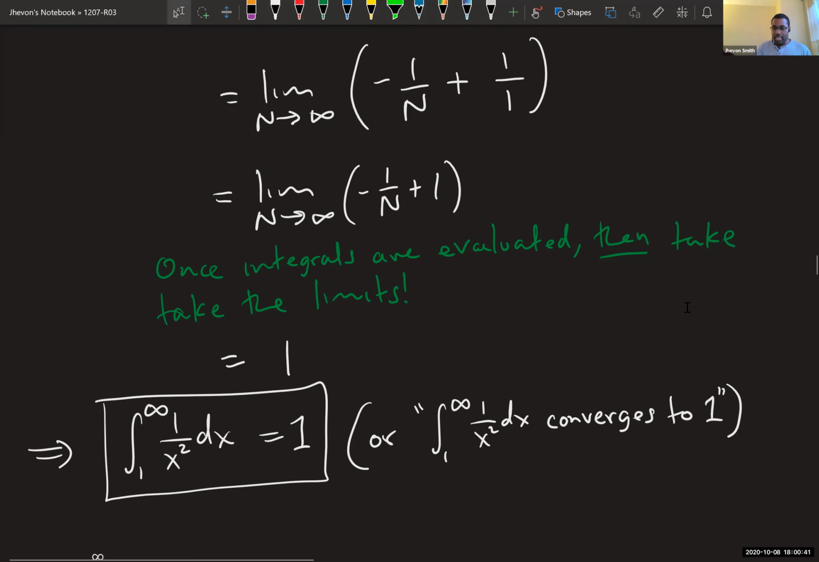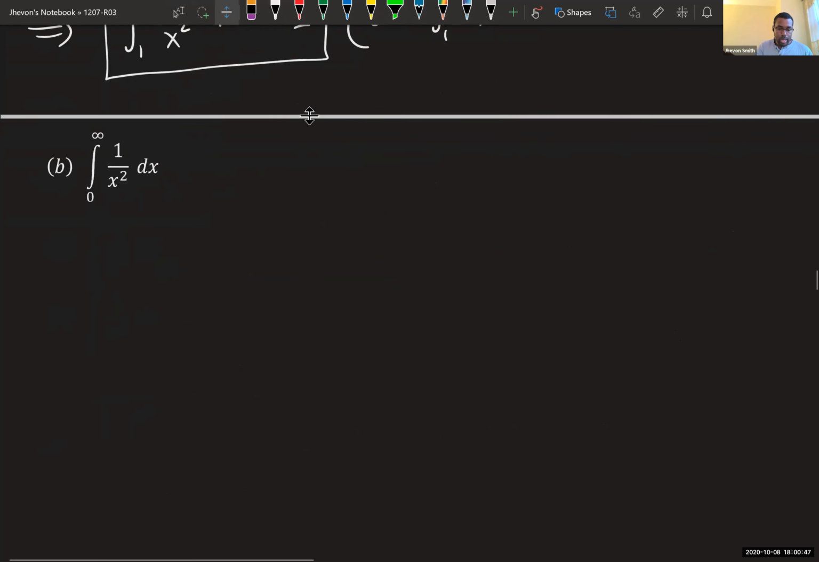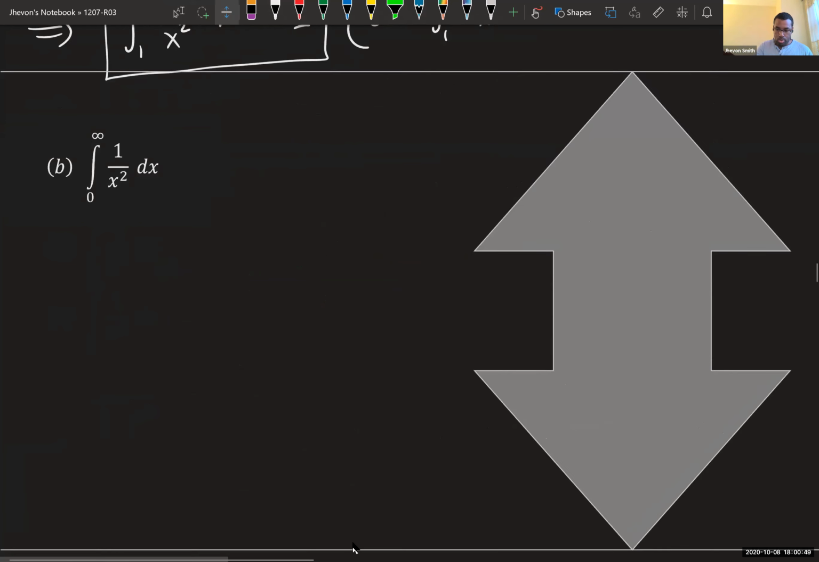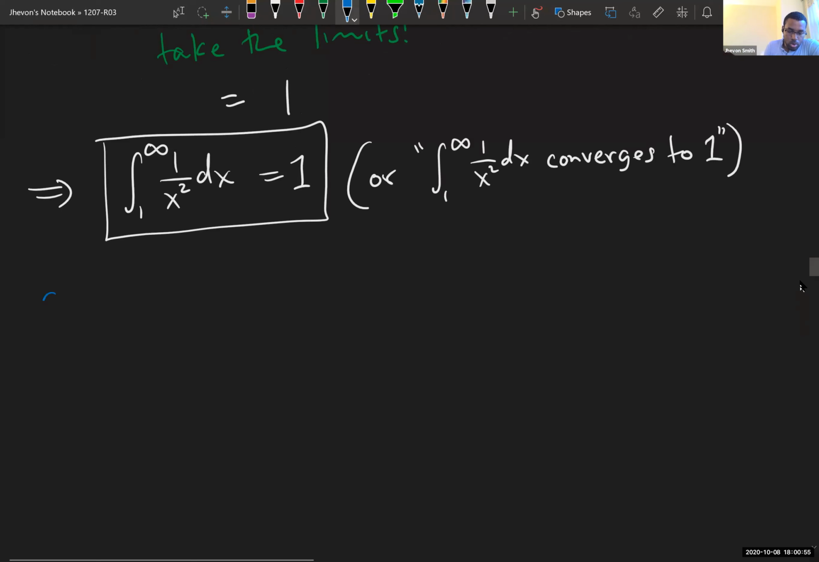Now, what does that actually mean? How is that actually interpreted? It turns out, we'll deal with this example soon. It turns out, one interpretation. And it's an important interpretation.